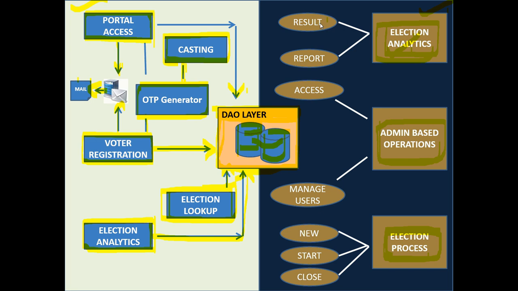The election analytics indicates the result and the report of the elections. Admin based operations means granting the access to the user and looking at how many users are currently registered, and if you want to delete one of the users you can do it. And election processes: you can start a new election, you can close that election, and you can create a new election. Okay, so that's about the data flow diagram.